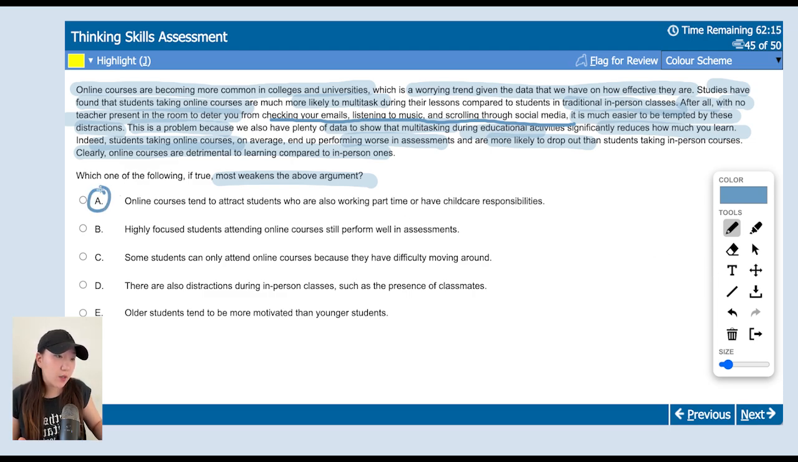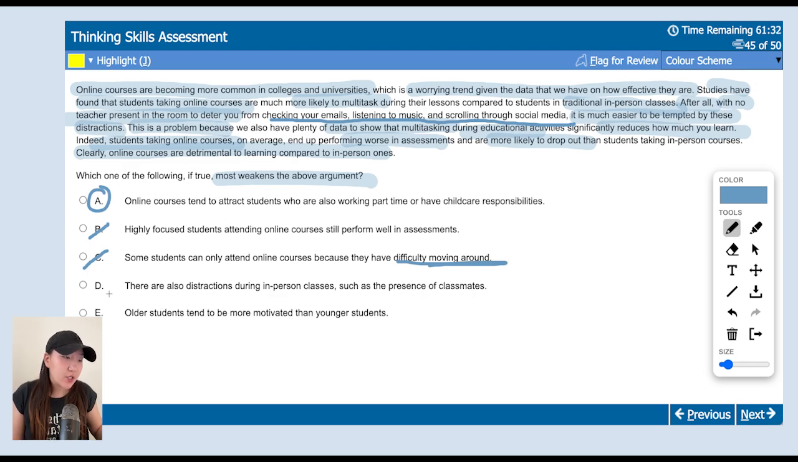So, which is this one here. Online courses tend to attract students who are also working part-time or have childcare responsibilities. That attacks this argument at its source, which is that originally these students were just not very good. So we can look at the other options. Highly focused students attending online courses still perform well in assessments, which is great, but that doesn't weaken the argument. Some students can only attend online courses because they have difficulty moving around. That's just a reason for who's attending these online courses. Difficulty moving around, having a disability or something, I presume, but that's nothing directly related to this distraction point. And if anything, that could potentially... no, it wouldn't support it, but either way.